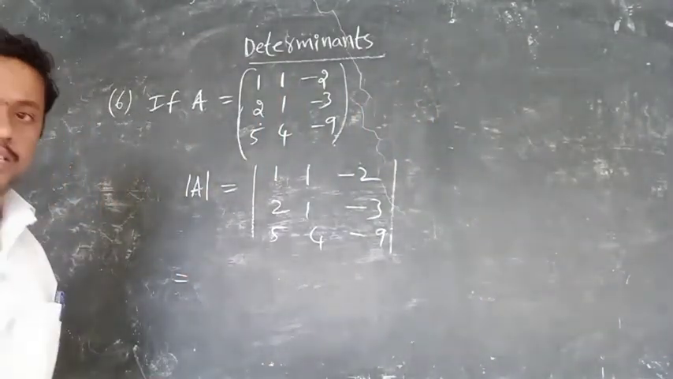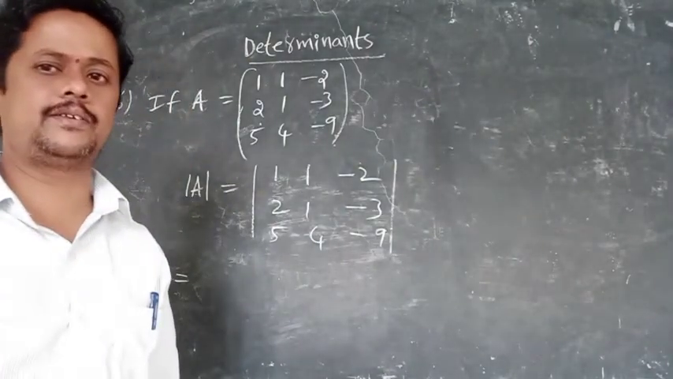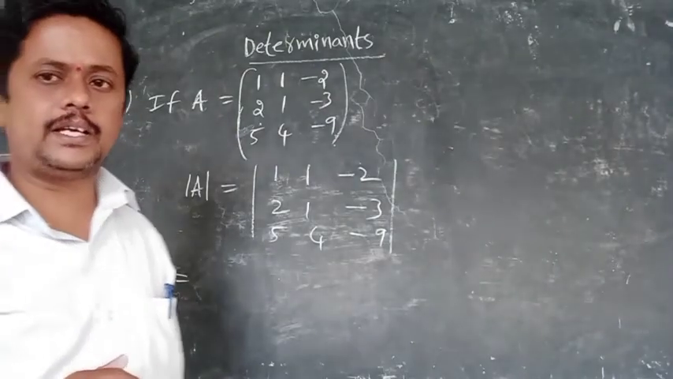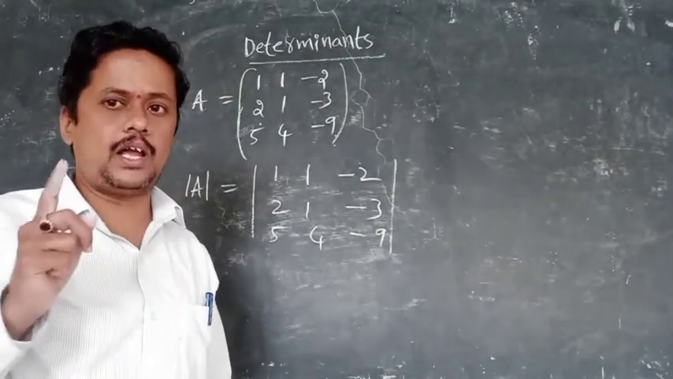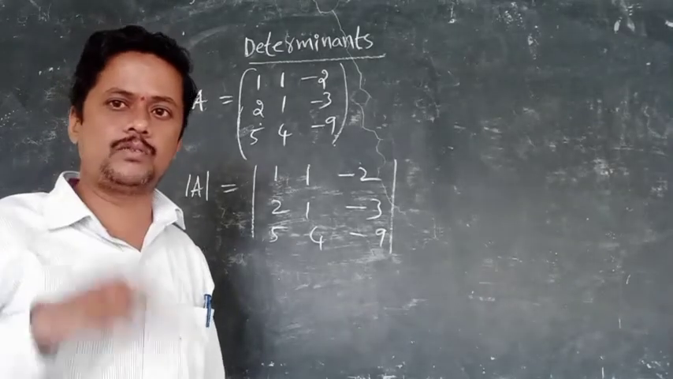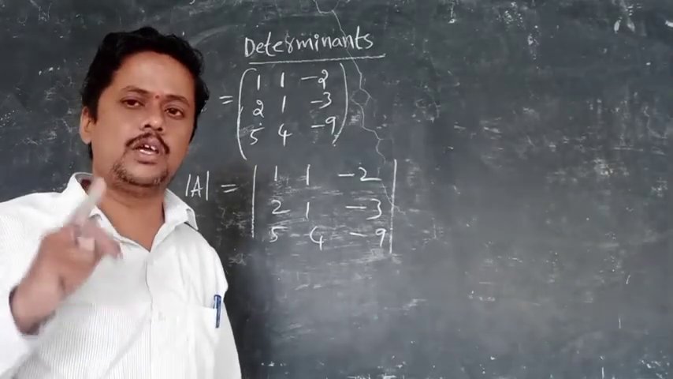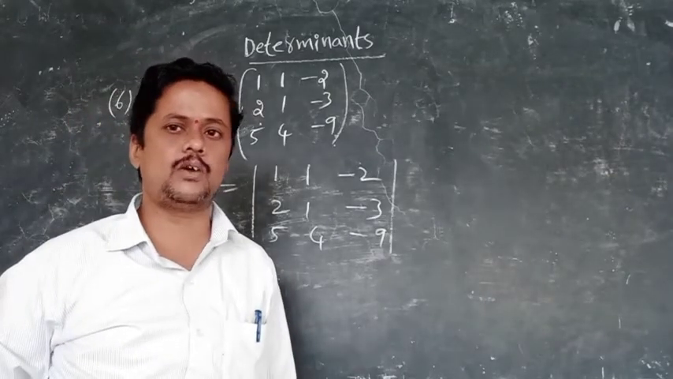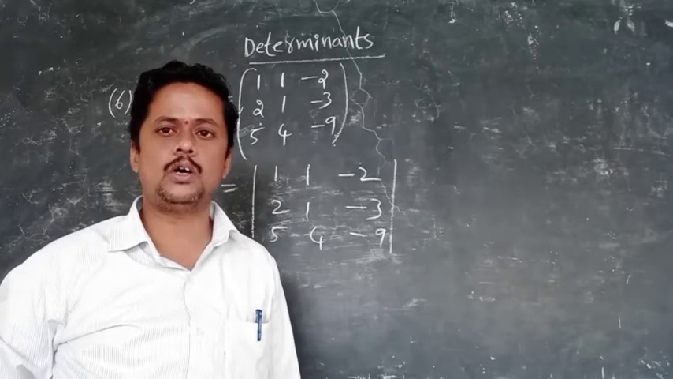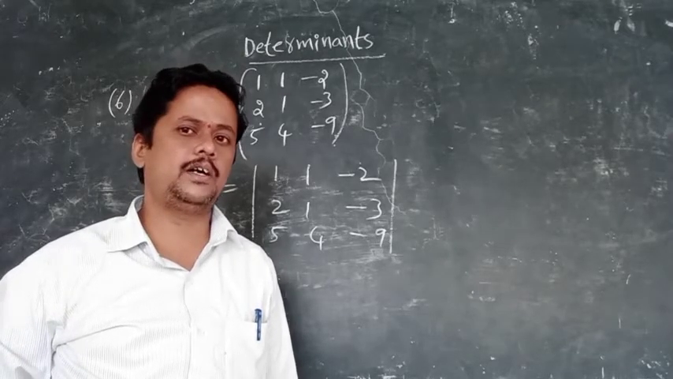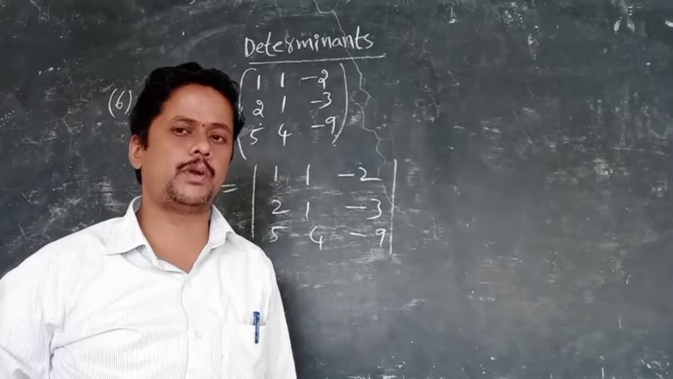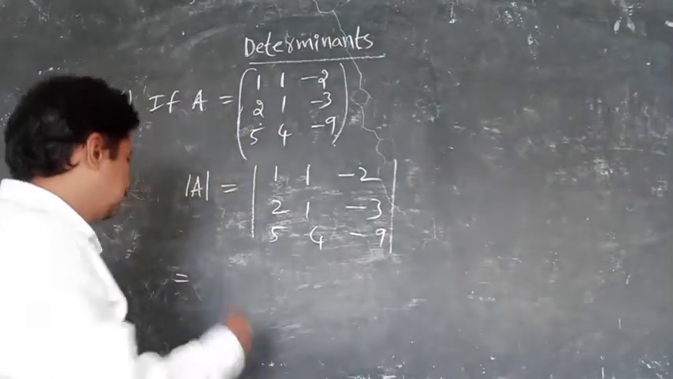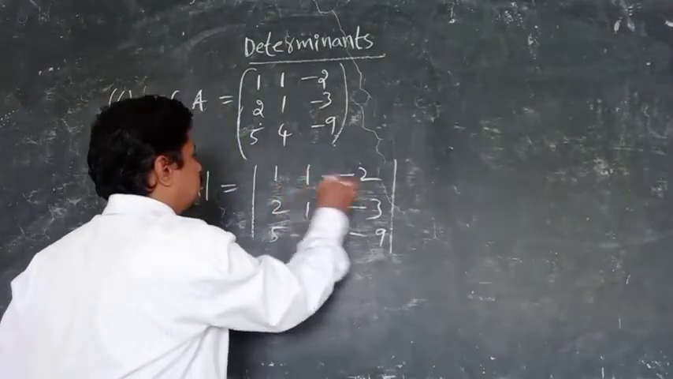What is the procedure? I already told you in previous videos. You can calculate a determinant in 6 ways: along first row, along second row, along third row, along first column, along second column, along third column. We can calculate the determinant using any of these 6 ways. Which one is more comfortable? We have already done so many problems related to the first row, so fix the first row.